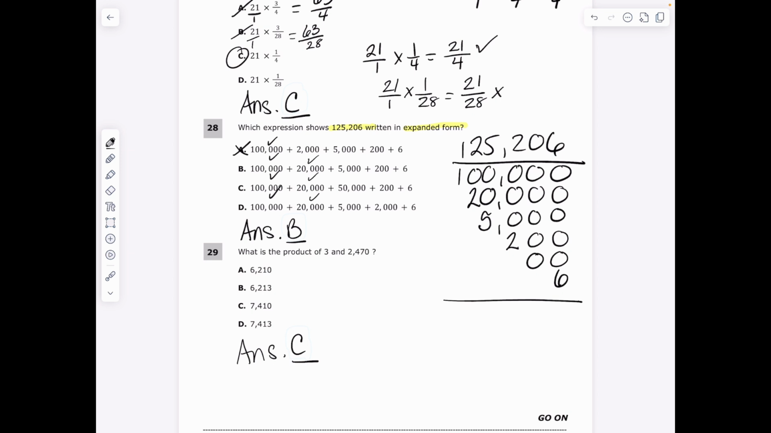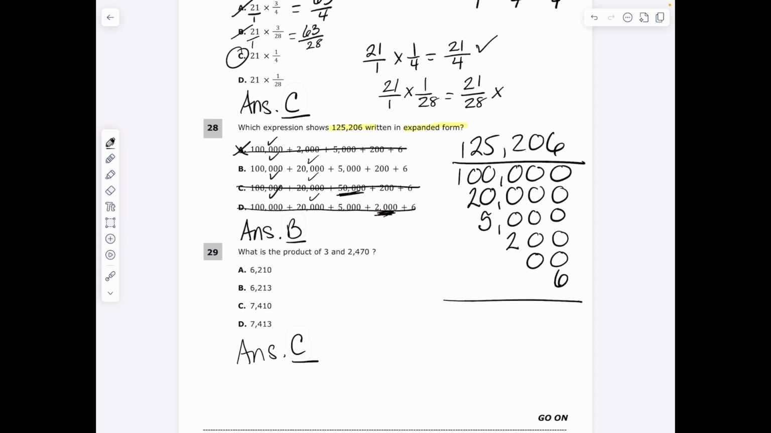And then which ones have 5,000? We already said striking out A. I can strike out C now because I had 50,000 here. That's wrong. And now 200, I can strike out D because it has 2,000 instead of 200. So yeah, this kind of helps me to look for what I want, and I can use that strikeout. There you go. There's my answer, B.